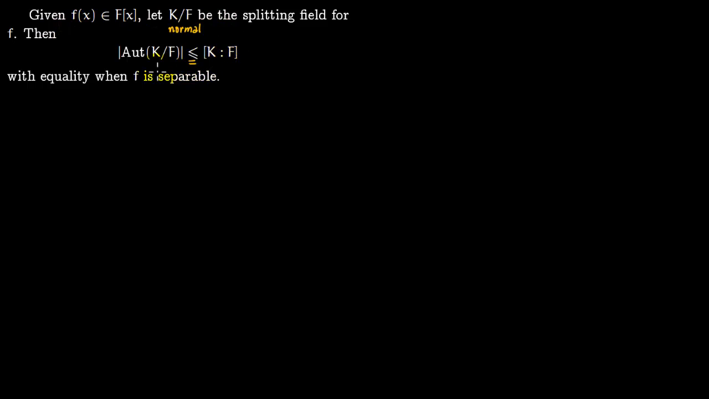The way this theorem is generally stated is that you have a normal and separable extension K over F. If K over F is a normal and separable extension, that precisely means that K is a splitting field for a polynomial f, where f has distinct roots. So if this is normal and separable, then the automorphisms of K over F is equal to the degree of the extension of K over F.